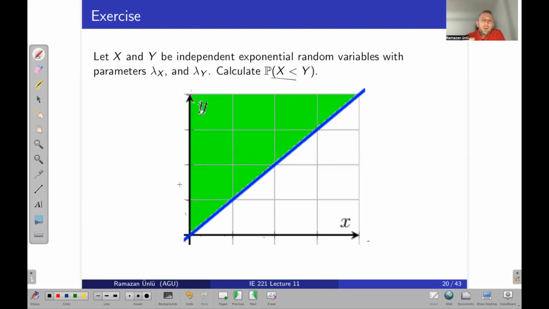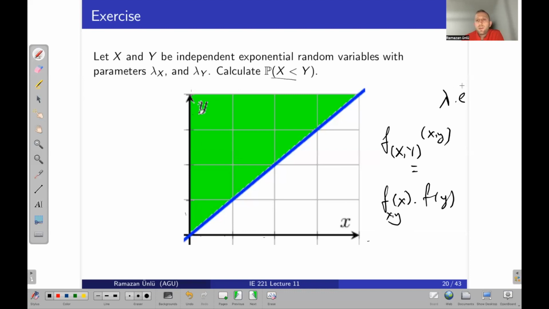I can calculate the joint PDF of the two random variables, f of x y. Because they are independent, that is equal to the product of the marginal PDFs of the two random variables, right? And I know the marginal PDF of these random variables because they are exponential random variables. Remember that the corresponding PDF is lambda times e to the minus lambda x. So I can first multiply the individual marginal PDFs of the two random variables, and that will give me the joint PDF, right?